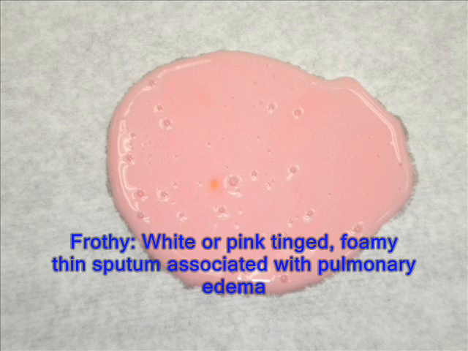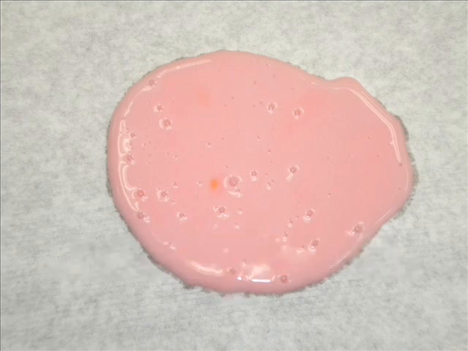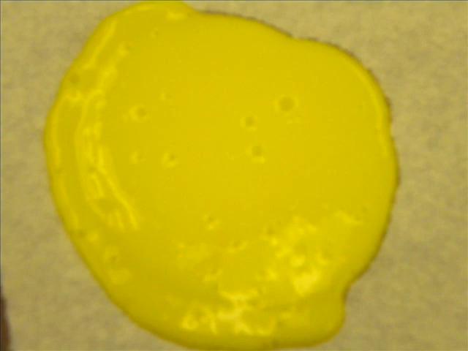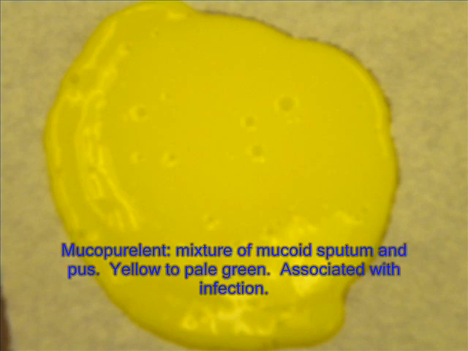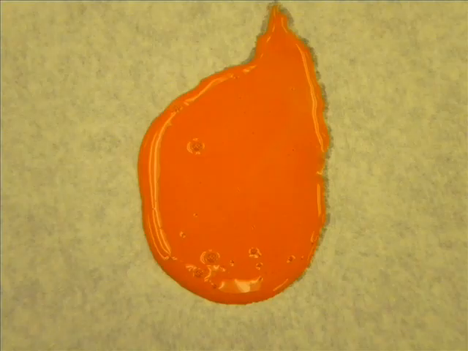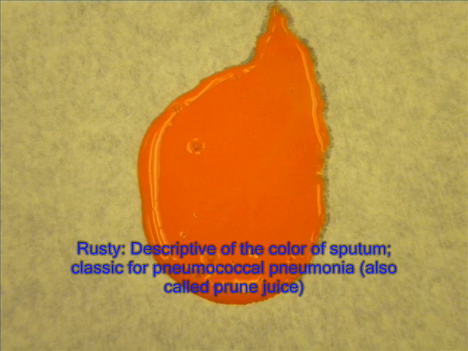Frothy, white or pink tinged, foamy thin sputum associated with pulmonary edema. Mucopurulent, mixture of mucoid sputum and pus, yellow to pale green, associated with infection. Rusty, descriptive of the color of sputum, classic for pneumococcal pneumonia, also called prune juice.